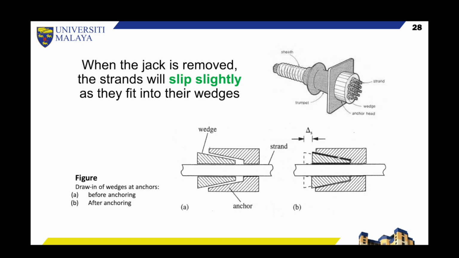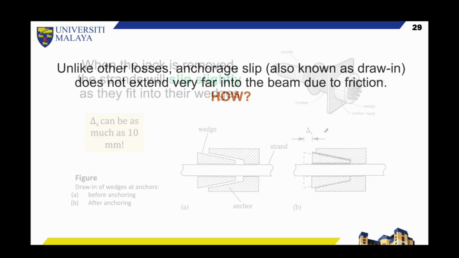So at this part here, this is the wedge of an individual strand, which when we remove the jack, will move ever so slightly into its socket. And this small movement, delta S, can be as much as 10 millimeters or 1 centimeter or even more, depending on how the anchorage is made. But this small movement of 1 centimeter or more causes some reduction in our pre-stress losses due to what? Due to the reduction in the strain of the steel.